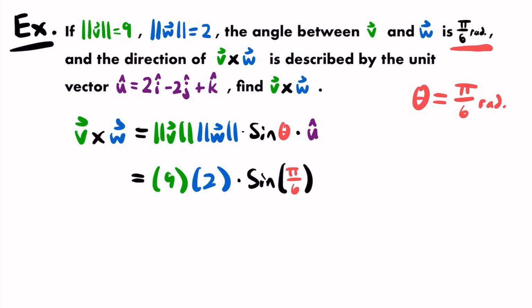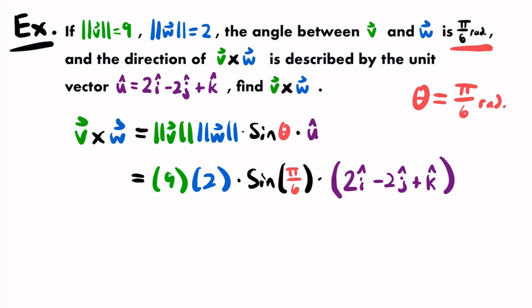And then we're multiplying all of that by a unit vector that describes the direction of the cross product, which in this case we are given. The direction of this cross product is described by the unit vector right here, 2i minus 2j plus k. So let's write that in here. We'll have 2i minus 2j plus k. Okay, so now all that's left to do is simplify.